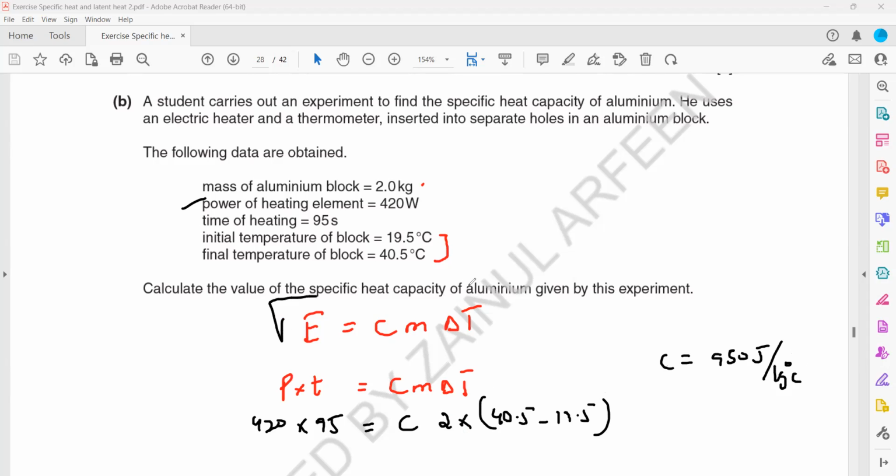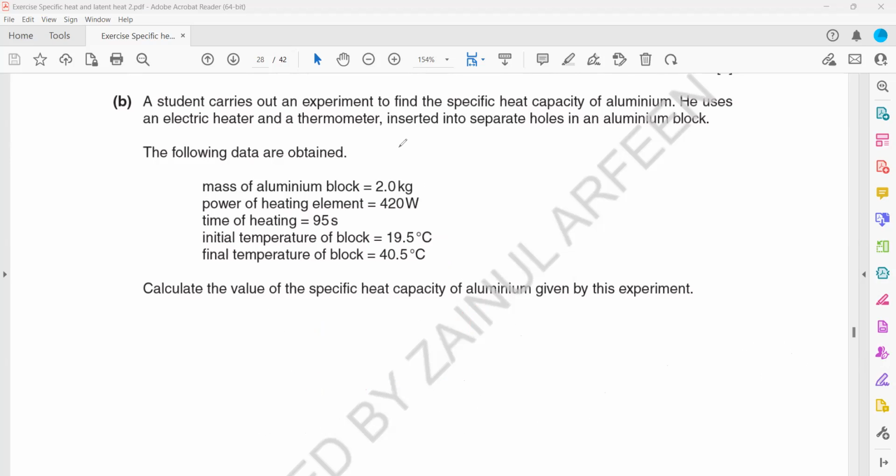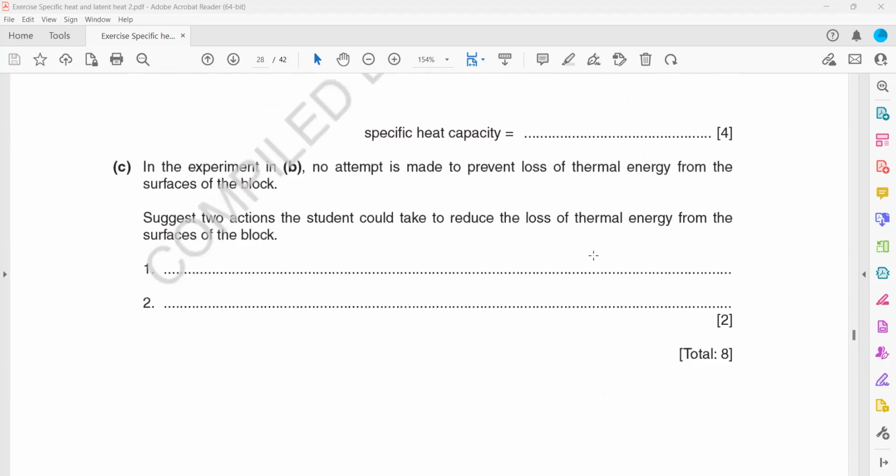So remember, temperature change is Cm delta T. For a state change, E is equal to m into L. But for IGCSE students, only two formulas you have to learn. One is energy is power into time. Another one is E is equal to Cm delta T. For GCSE, all three formulas they have to learn.